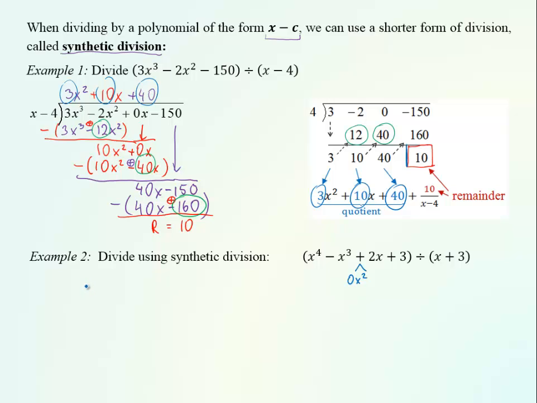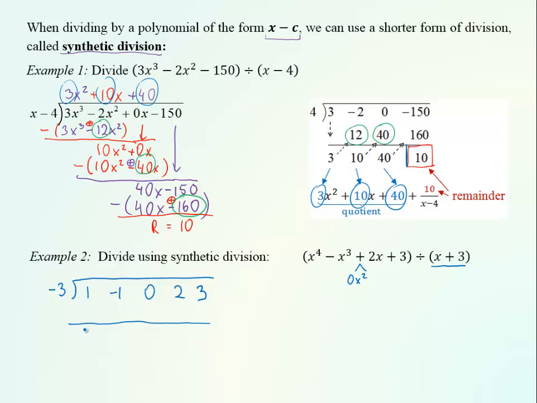Okay, let's list the coefficients in order: 1, -1, 0, 2, and 3. Then draw the division sign. And we're dividing by the root of this divisor polynomial, which is the opposite sign to whatever you see in the bracket. So it's really -3. We divide by -3. This is the root of this polynomial. So now we underline everything, leaving one row empty.